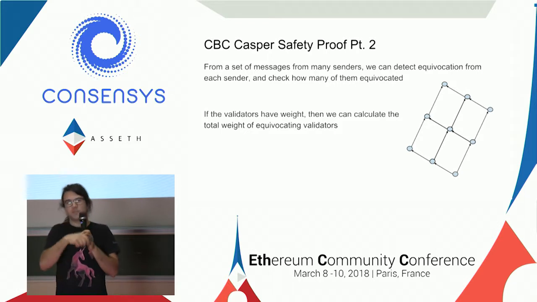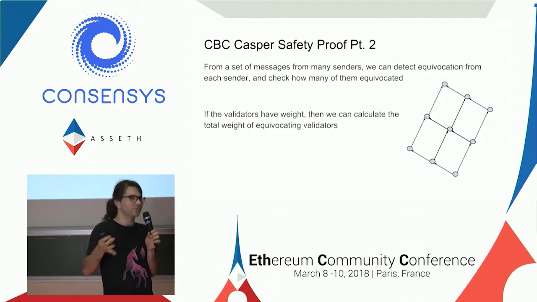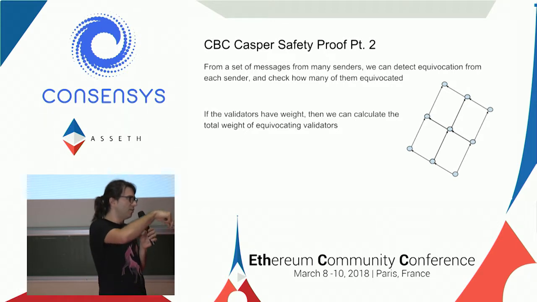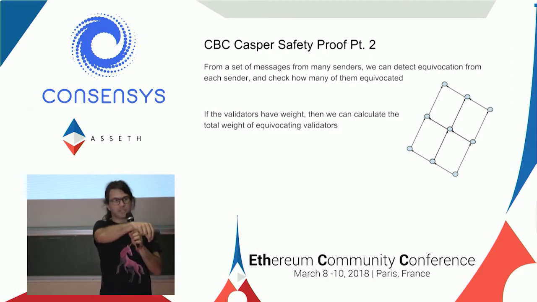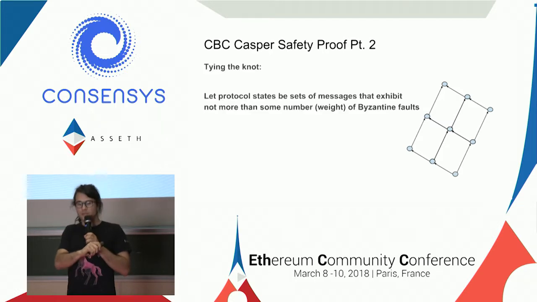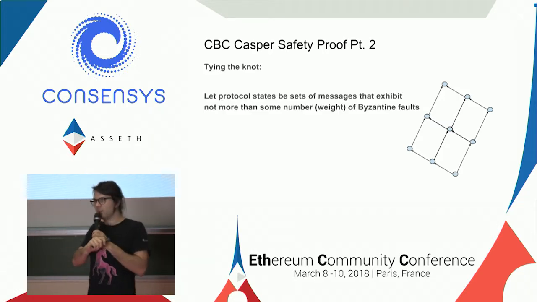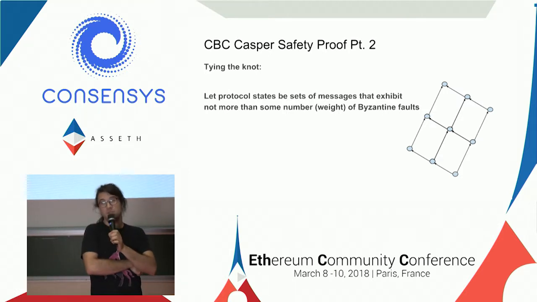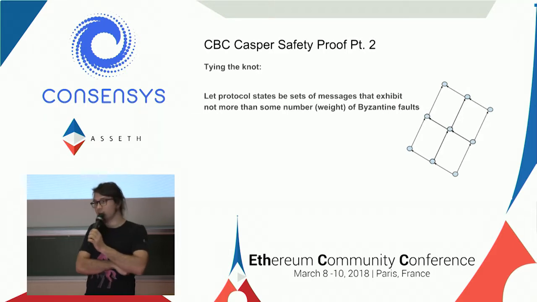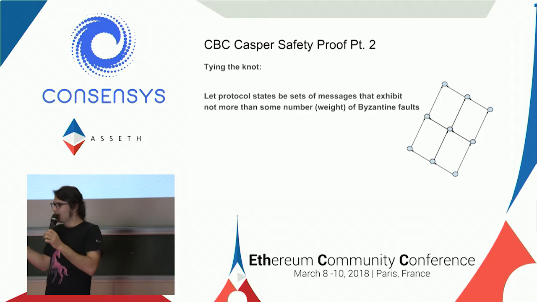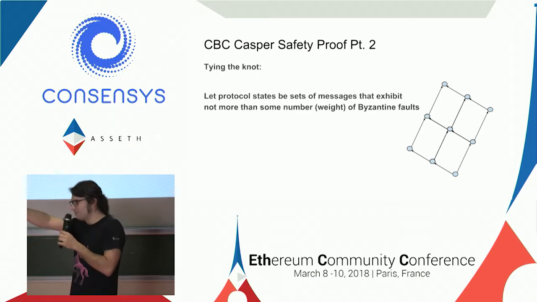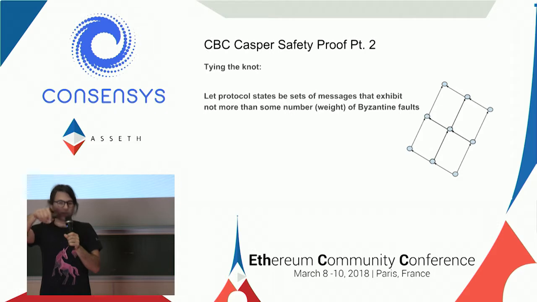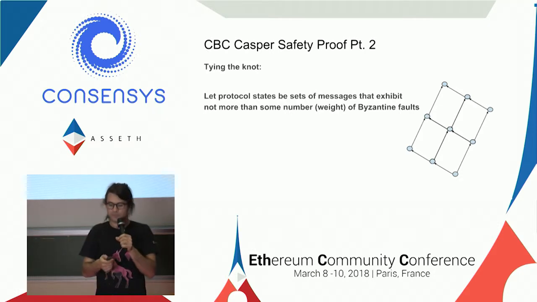So we have this definition which we can actually use to count equivocations from sets of messages, as long as the messages say, I was at this state when I sent it. So this is like tying the knot here, getting close to the punchline. We're going to let protocol states be sets of messages that exhibit less than some number of Byzantine faults. The protocol states themselves are sets of messages that say which protocol states you were at, but those sets of messages exhibit less than some number of Byzantine faults.